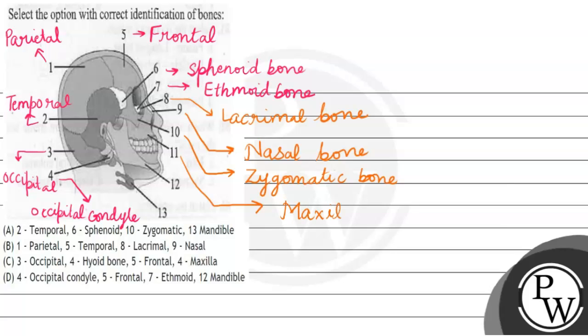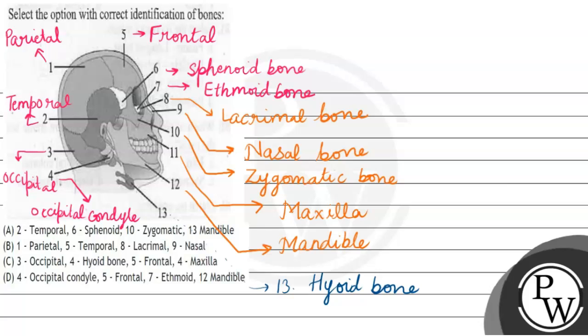This is maxilla. On 12th number, we have mandible. This forms your lower jaw. Now comes to the last, that is 13 in number, and this bone is known as hyoid bone. So these are all bones that we have identified. Now comes to the correct option.